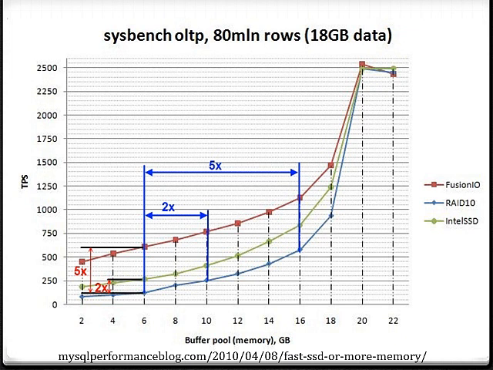What it shows you is that if your working set is in memory, it doesn't really matter what kind of I/O speed you have. At 20 gigabytes, which is slightly more than 18 in this case, everything is very, very fast. At 2 gigabytes, Fusion IO is 5 times faster than RAID 10, and Intel SSD is twice as fast as RAID 10. But when it all fits in memory, these things just work out faster.